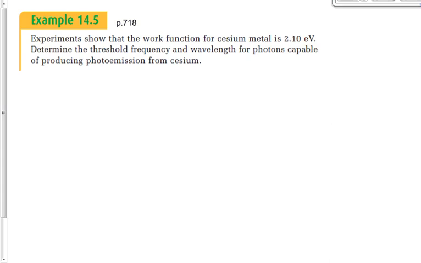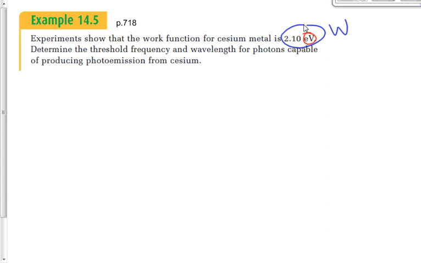It says, experiments show that the work function for cesium metal is 2.1 electron volts. Determine the threshold frequency and the threshold wavelength for photons capable of producing the photoemission for cesium. So here's the work function, W. It's in electron volts, remember. I'm going to circle that, even though I don't necessarily have to convert it. I may be able to leave that in electron volts. I'm going to circle it because I might have to convert it. I just want to remember that it's non-standard units in case I have to convert it later on.